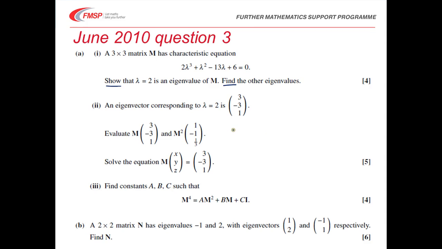We're then given an eigenvector corresponding to lambda equals 2 and asked to evaluate two calculations and to solve an equation. We're then given a polynomial in M and asked to find constants A, B and C. So that's going to relate back to the characteristic equation, and that's going to be the Cayley-Hamilton Theorem. And then finally we're given two eigenvalues and two eigenvectors of a 2 by 2 matrix and asked to find the matrix.